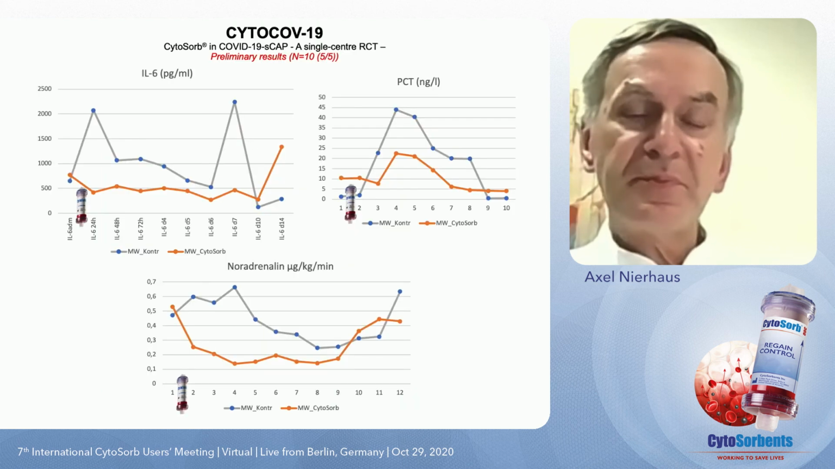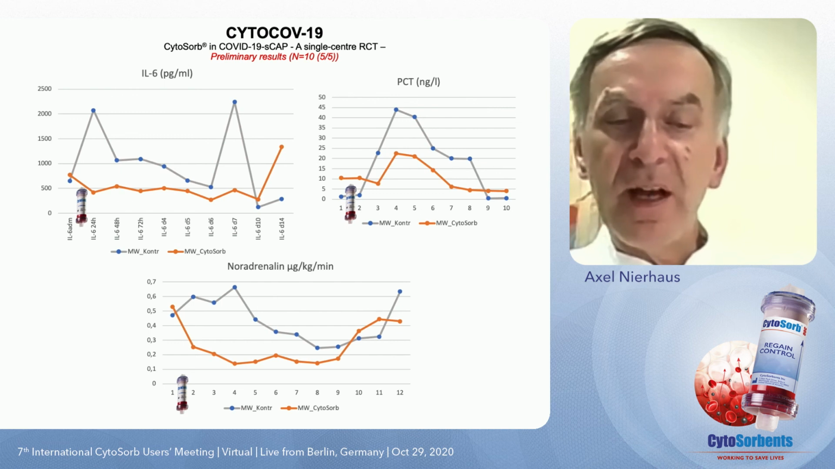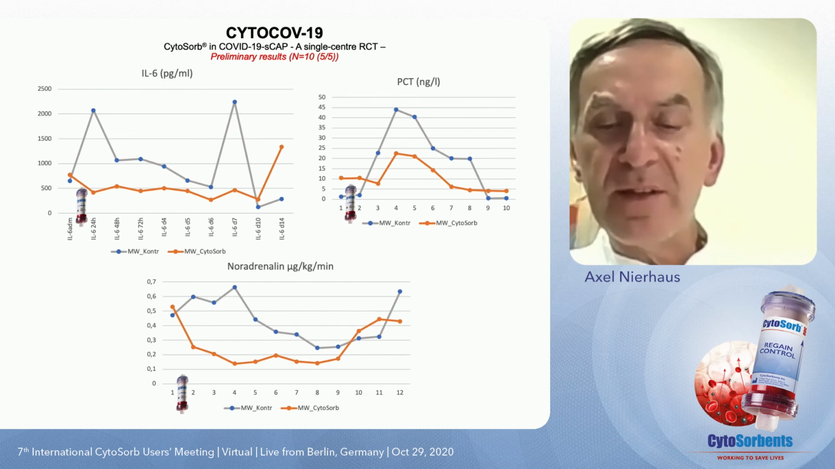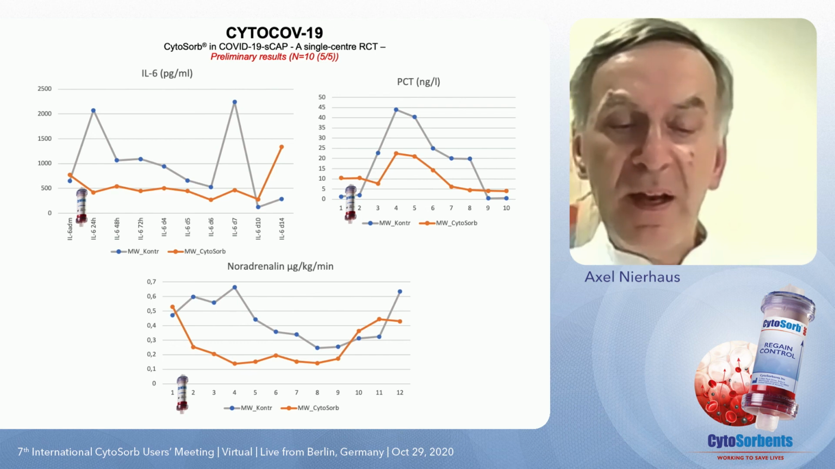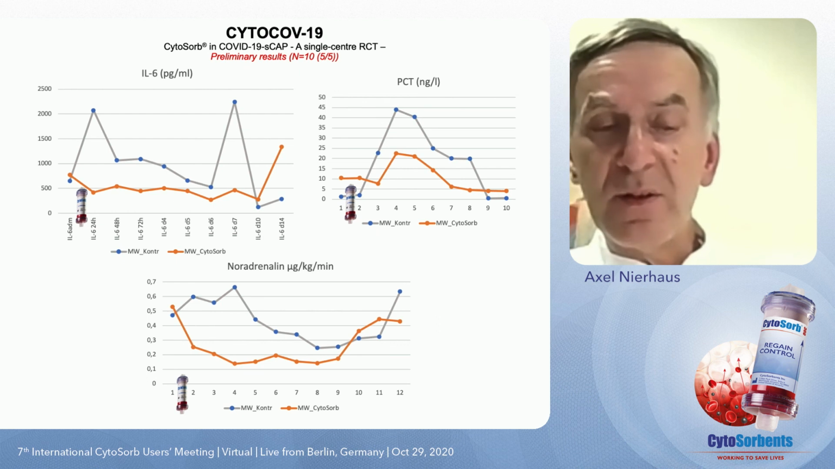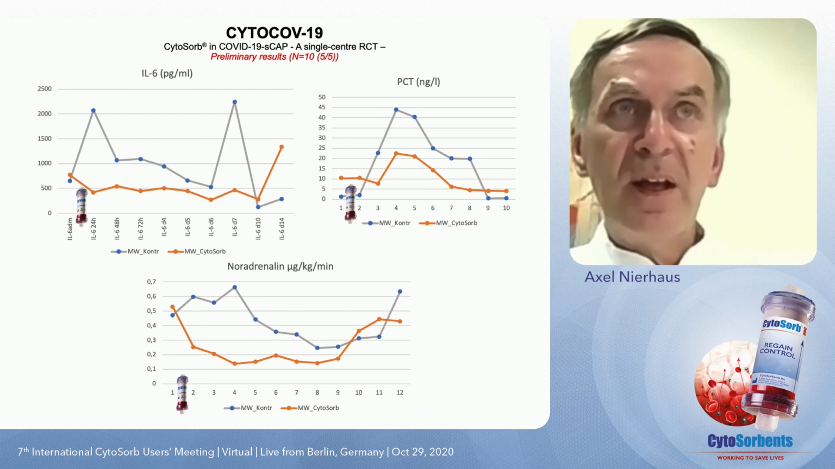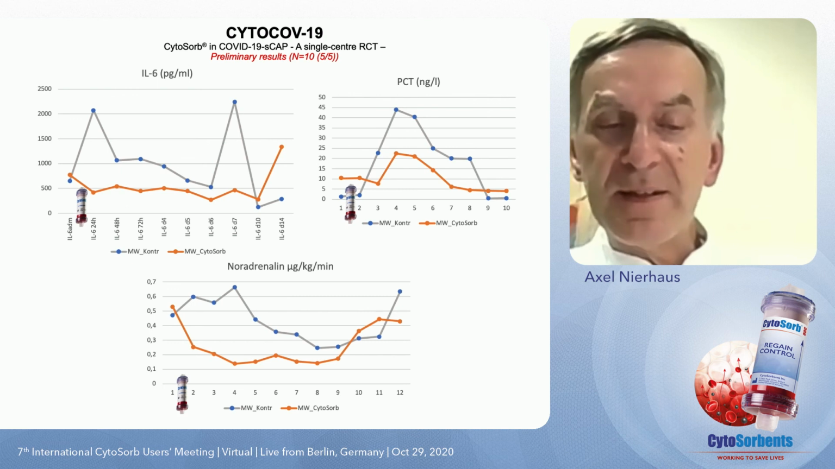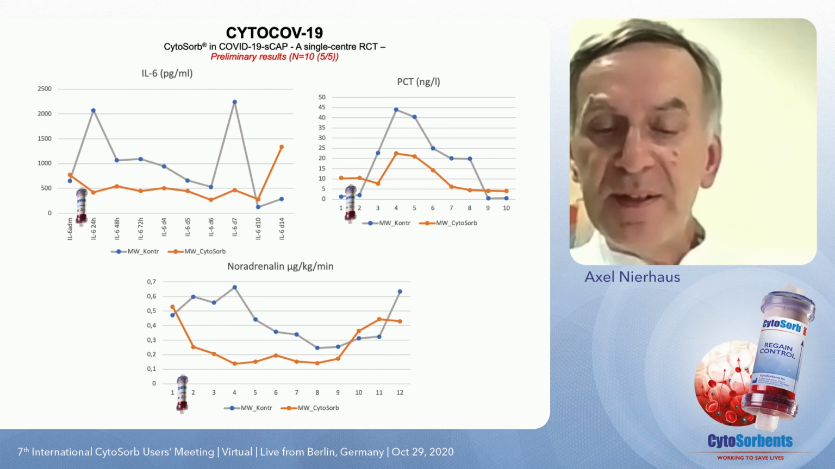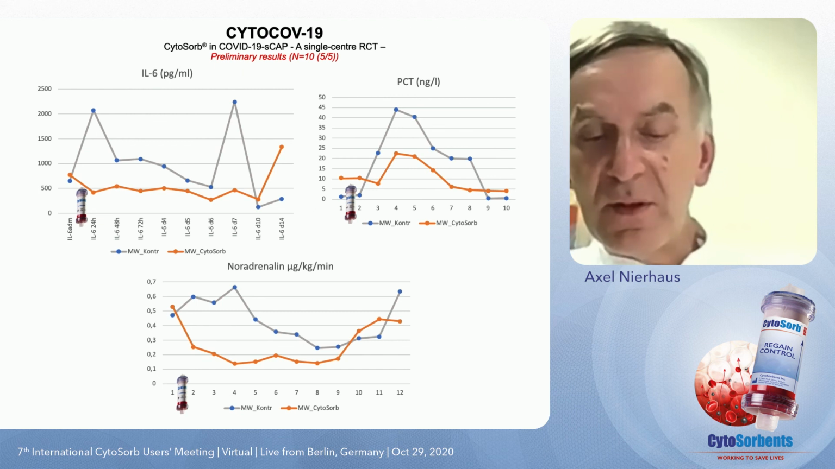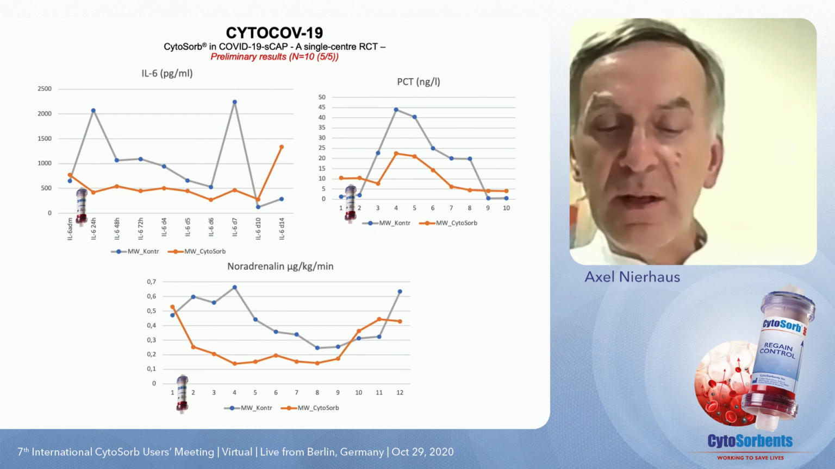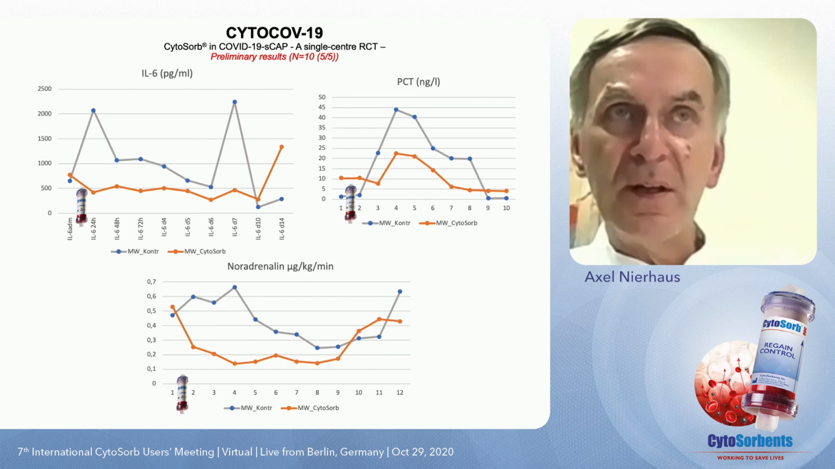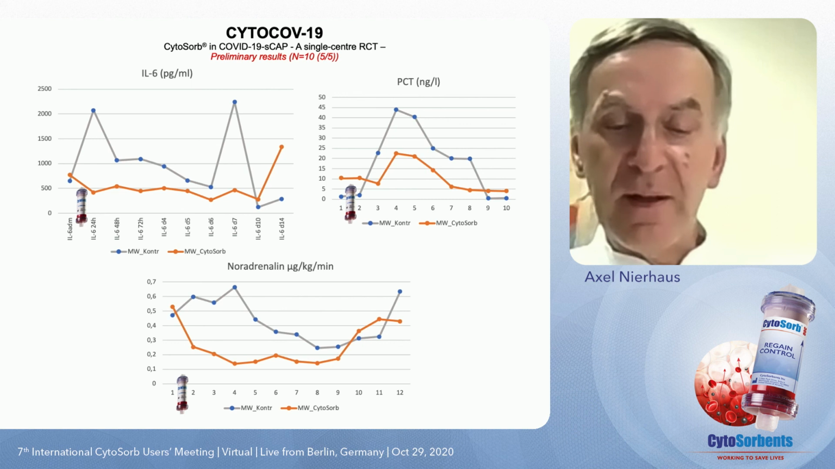Next, please. There are some very, I must emphasize, very preliminary results from the first group with 5 over 5 patients, 5 treated with CytoSorb, 5 controls. As you can see, and as we would have expected, the patients who were treated, the yellow lines, had lower IL-6 levels over time, lower PCT levels, and as predicted, and as hoped, they had lower noradrenaline requirements, as you see in the lower graph. So let me conclude this.